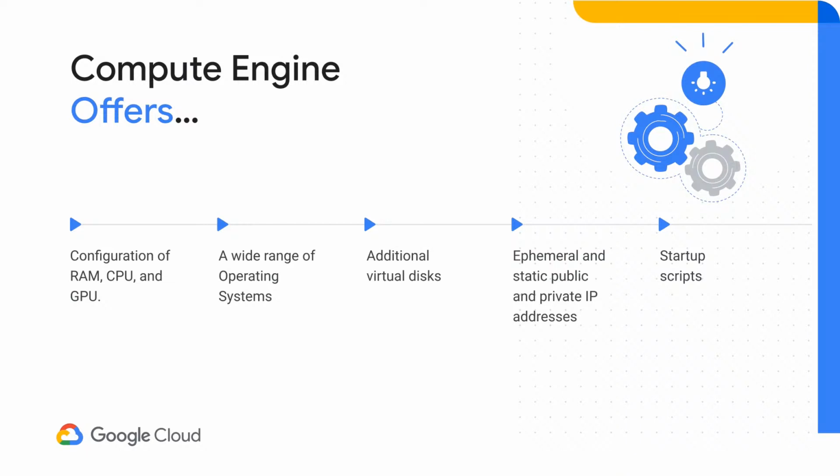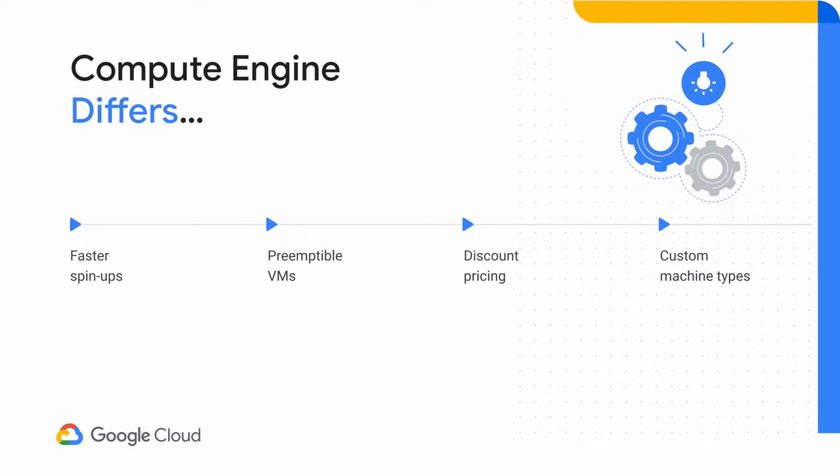Both offer a wide range of operating systems. Additional virtual disks can be added to virtual machine types. Ephemeral and static public and private IP addresses can be used for both types of instances. Both instance types can use startup scripts to configure our VMs. But there are some differences between Azure VM and Compute Engine.